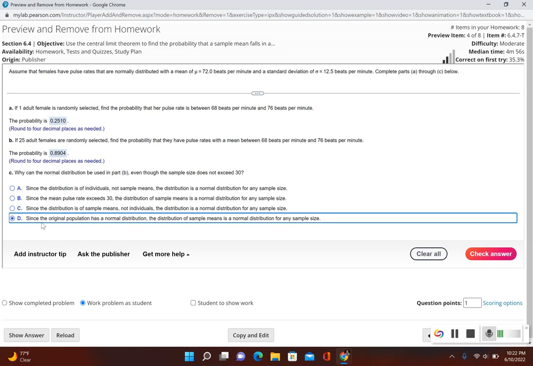Looks like answer choice D. Since the original population has a normal distribution, the distribution of sample means is a normal distribution for any sample size.